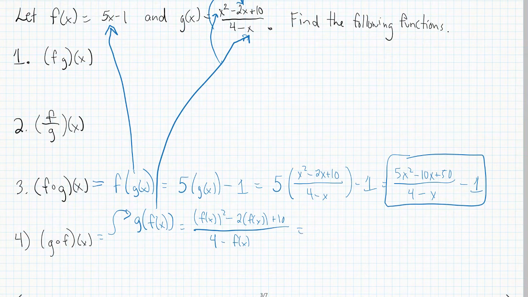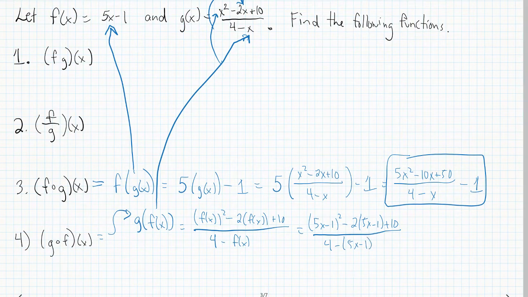So remember, f of x is 5x minus 1, so we're going to just plug that in right here. Just get 5x minus 1, the quantity squared, minus 2 times 5x minus 1 plus 10 all over 4 minus, we have 5x minus 1.